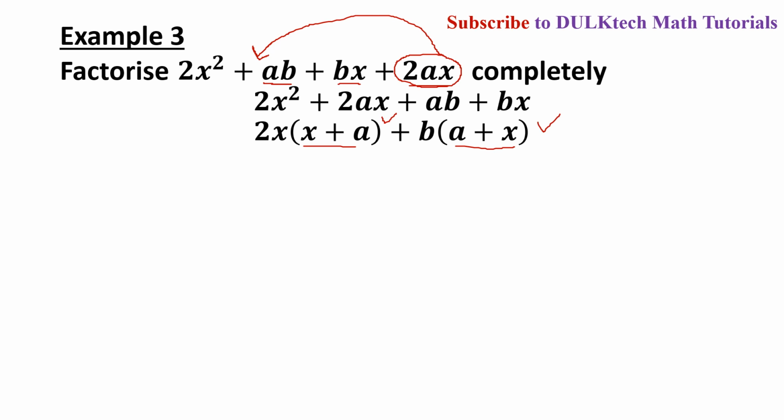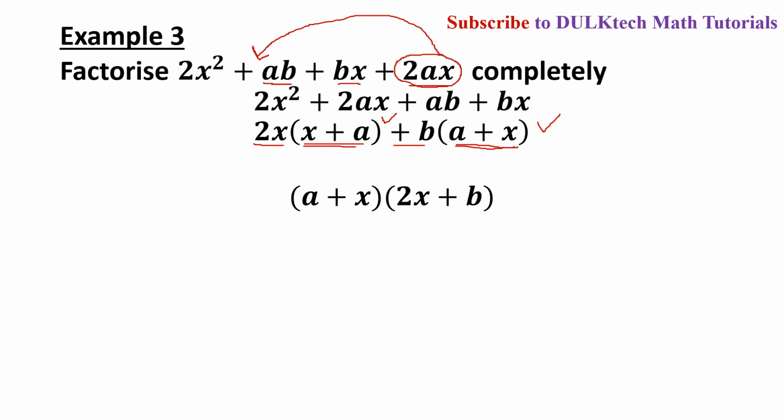So since this one is now the same as this one, we're now taking it out. That's our new highest common factor. Our new highest common factor is now x plus a, since it is common here. So we are now taking a plus x, or x plus a, whatever. If we check that out, we remain with 2x plus b in the brackets like this. Now, done with the third example.